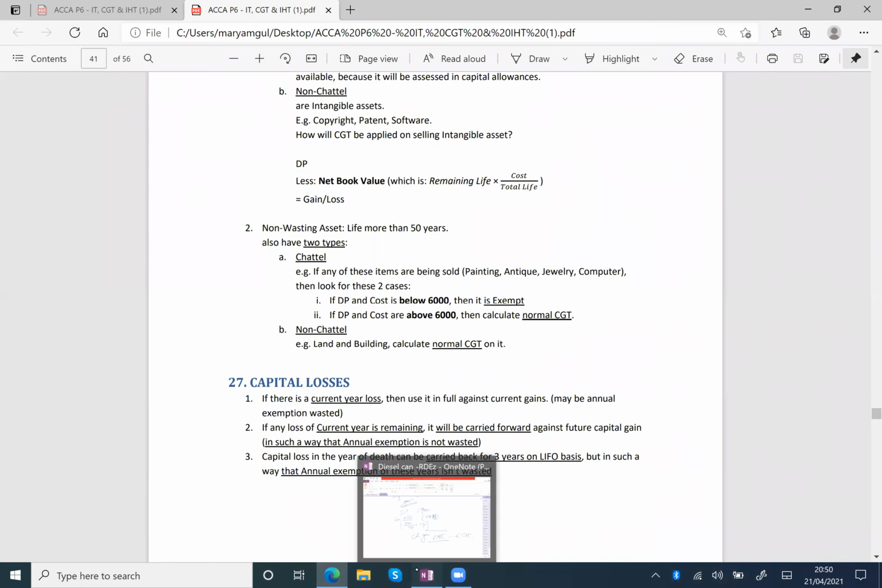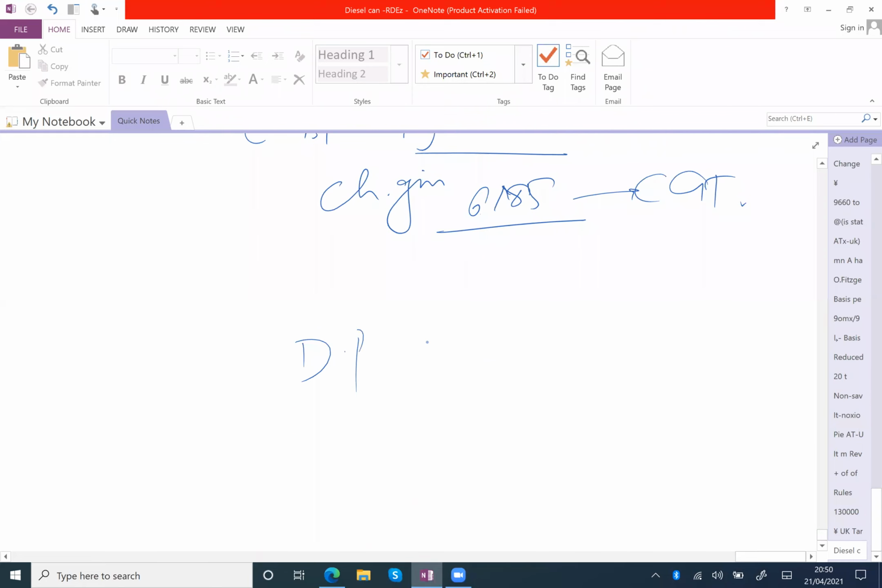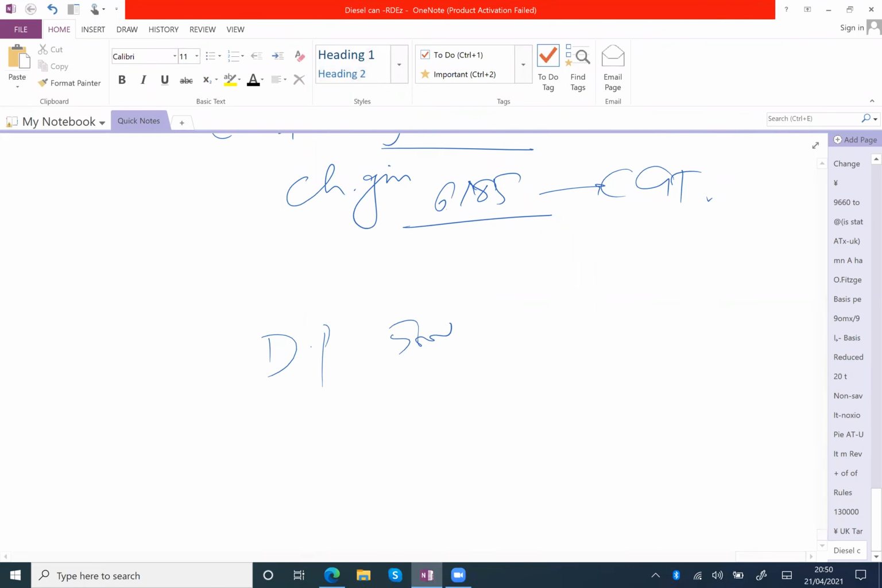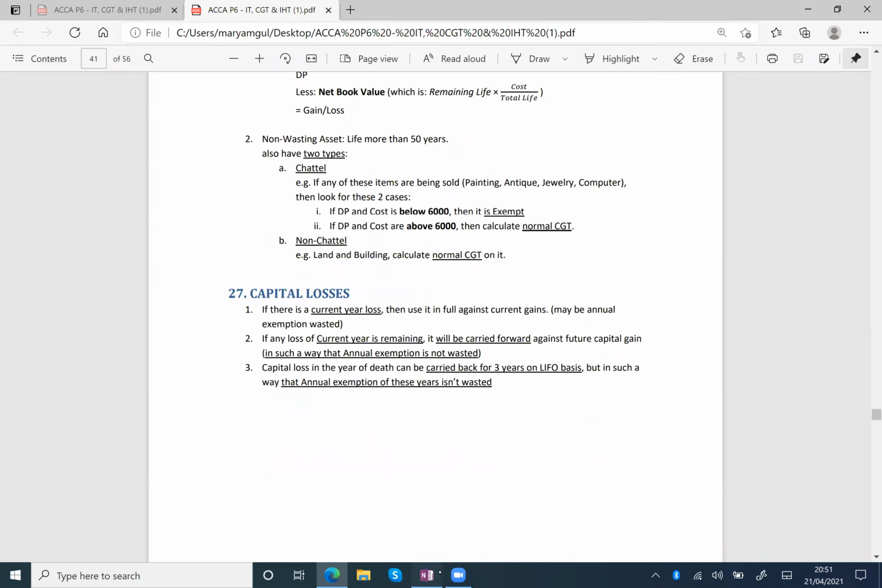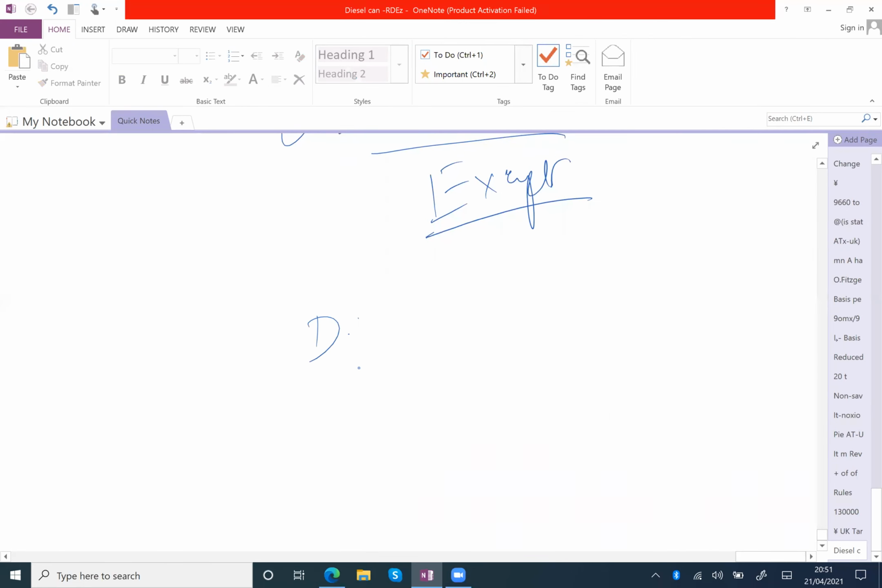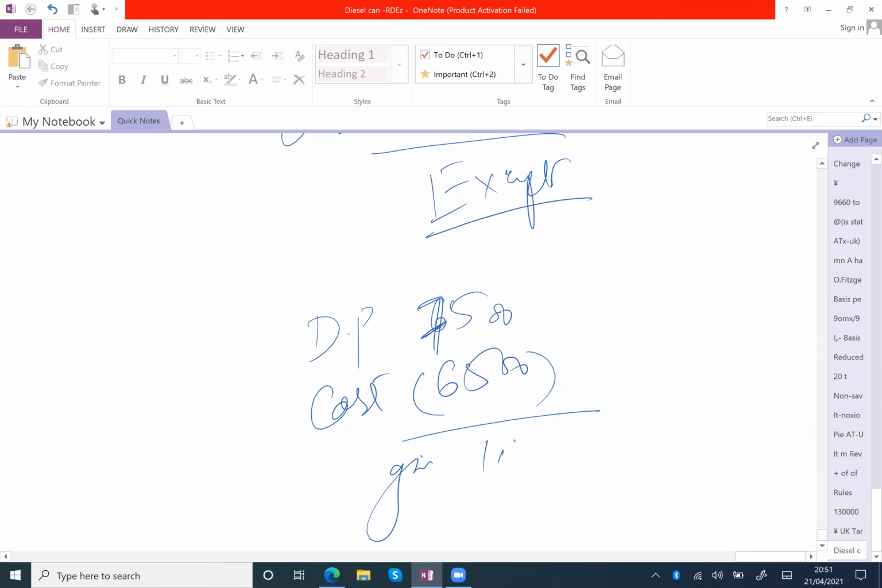For example, you are selling a painting, DP is 5,000, which is below 6,000, and cost is 1,000, which is also below 6,000, so CGT is exempt. And second, if DP and cost are both above 6,000, then normal CGT will apply. For example, you are selling jewelry for DP 7,500 and cost is 6,500. Both are more than 6,000, so your gain is 1,000, and normal CGT will apply. Clear?